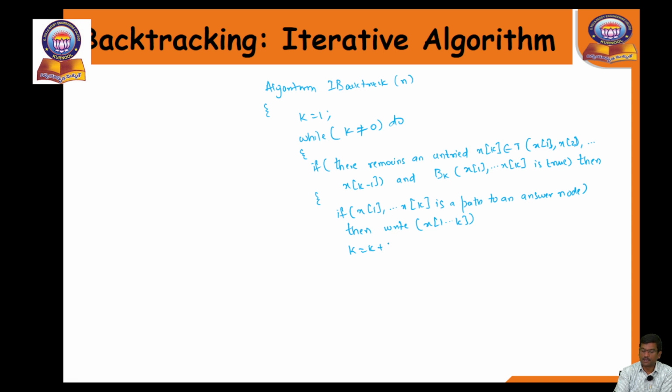That is, consider the next state, and else if the above condition fails, then k equals k minus 1. That is, you have to move back to the previous step to find whether that path leads to the solution or not.